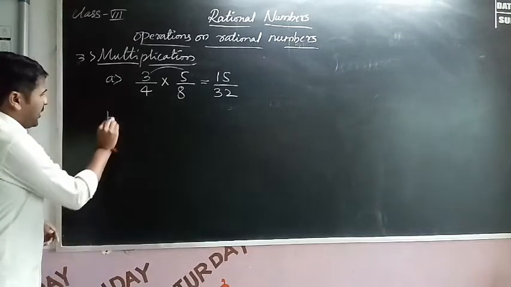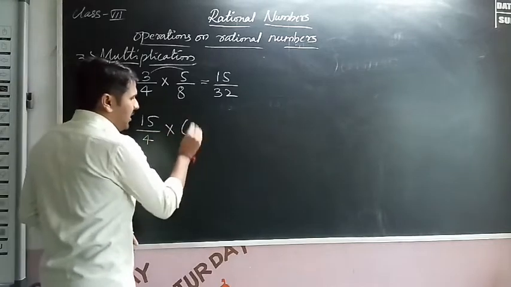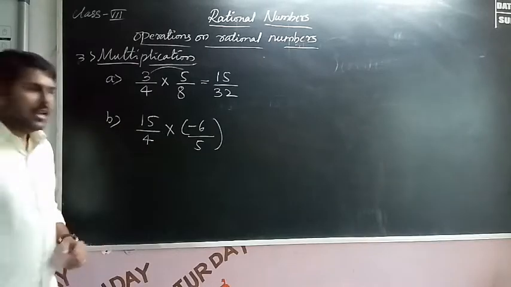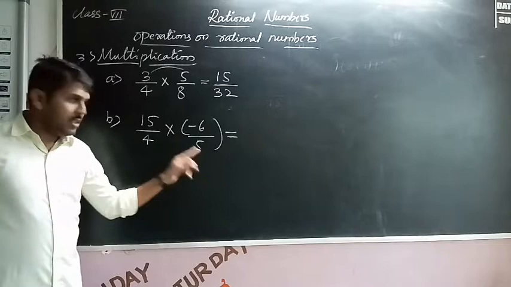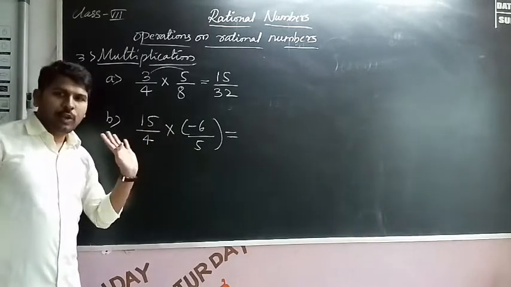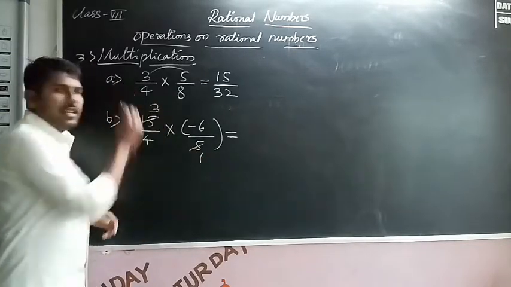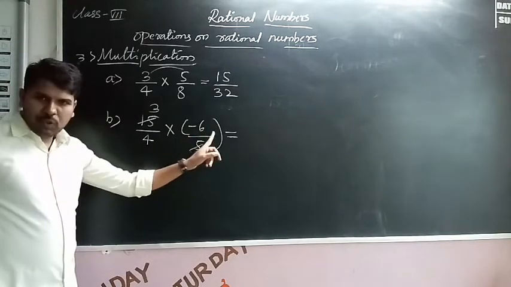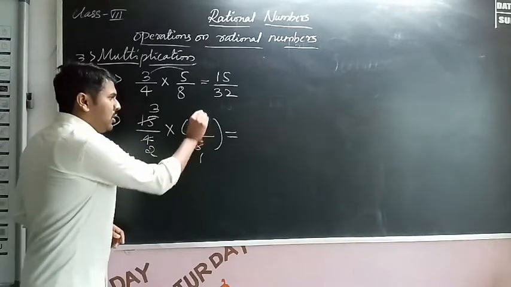So take another one. 15 by 4 into minus 6 by 5. So now multiply it. Otherwise here 15 is there, here 5 is there. So division is possible only when the numbers are in numerator and denominator. Here 5 is there, here 15 is there. So 5 1s are 5, 5 3s are 15, isn't it? Next here 4 is there, here 6 is there. So cancellation is possible because these two are even numbers. 2 2s are 4, 2 3s are 6.